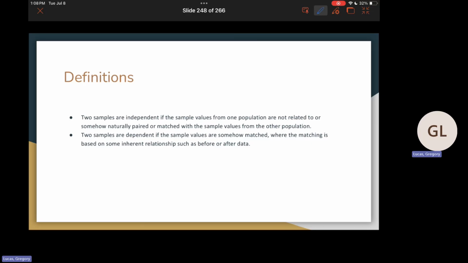Right. So let's start with some definitions. Two samples are independent if the sample values from one population are not related to or somehow naturally paired or matched with the sample values from the other population. Two samples are dependent if the sample values are somehow matched, where the matching is based on some inherent relationship, such as before or after data.